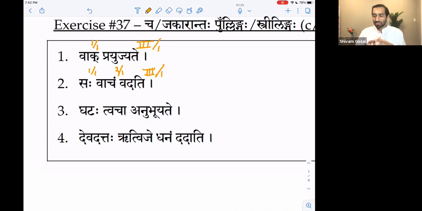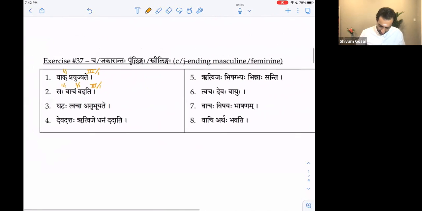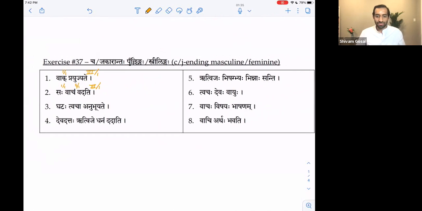But so that's our sentence, right? So let's go to a little bit more complicated sentences. Let me know if there's any particular one you can tell me in the chat.